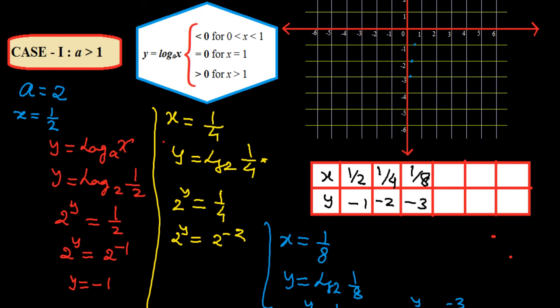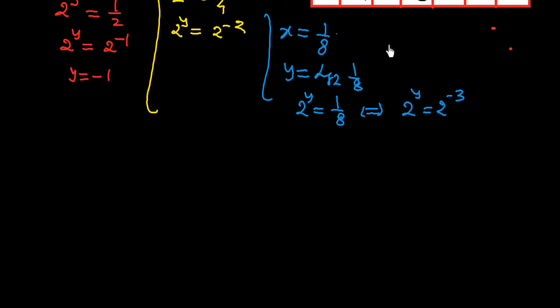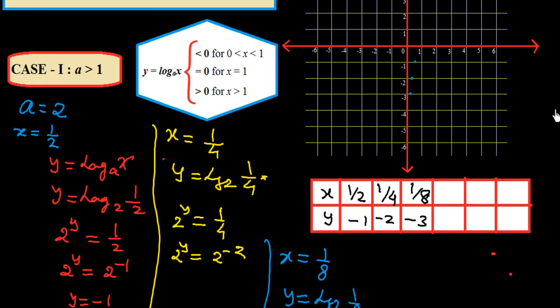Now if we put x is equal to 1, you see what happens here. a is 2 and x is equal to 1, we see.